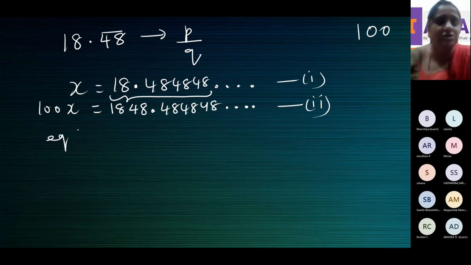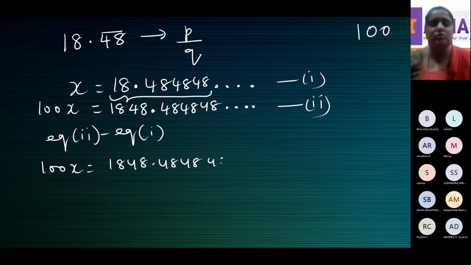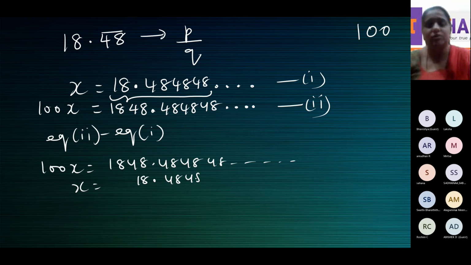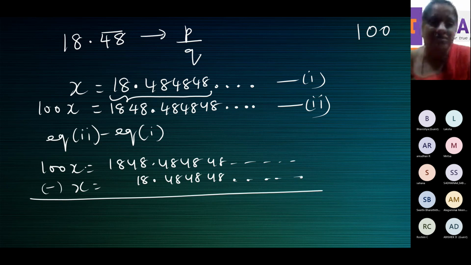Next, you need to perform equation 2 minus equation 1. So write equation 2, 100x is equal to 1848.484848 goes on forever. x is equal to 18.484848. I always write it 3 times after the decimal point. That repeating block, you can write even 2 times. I normally write it 3 times. You need to subtract. So 100x minus x is 99x, not 999.